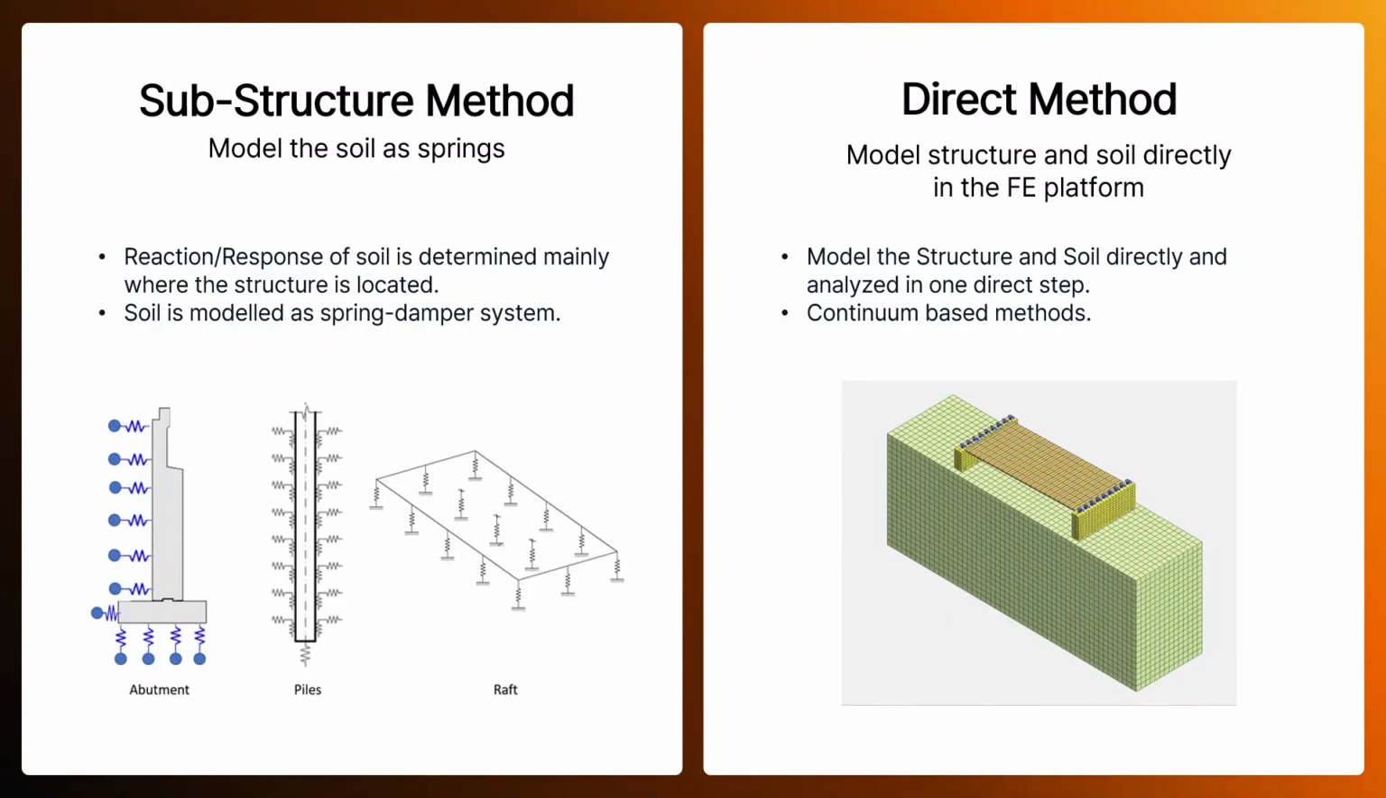In the direct method, the soil and the structure are modeled together as a single entity, and the analysis is completed in one step. So this is the starting point towards the continuum-based method, where you are modeling the soil as a continuum and the structure is also modeled together.